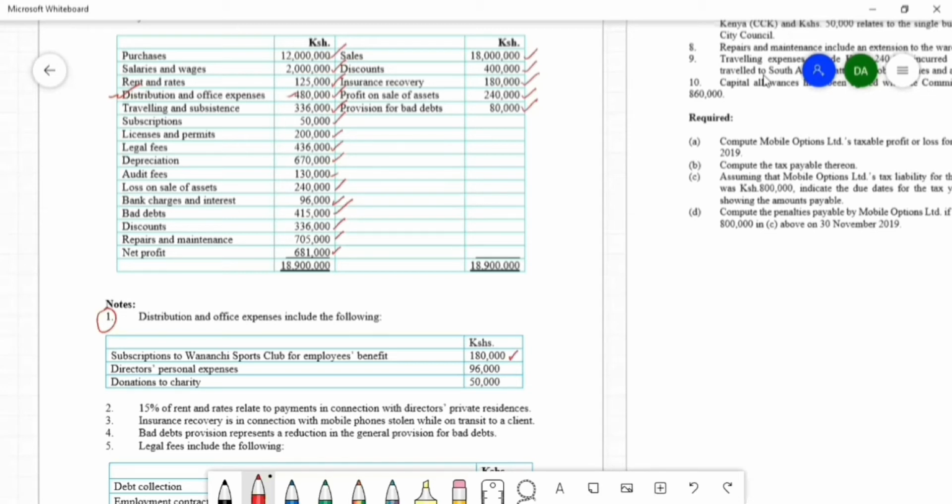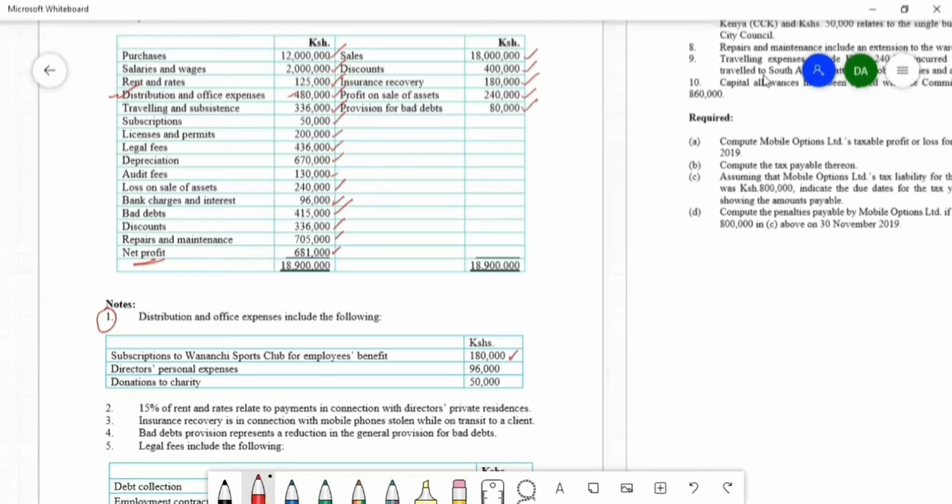First, let me explain that the approach we are going to take to answer this question is the approach that I explained, that is beginning with the net profit, because already we have the net profit determined. So we are going to use that approach beginning with the net profit. And now we are looking for those items of expenses which are not allowable so that we add them back.